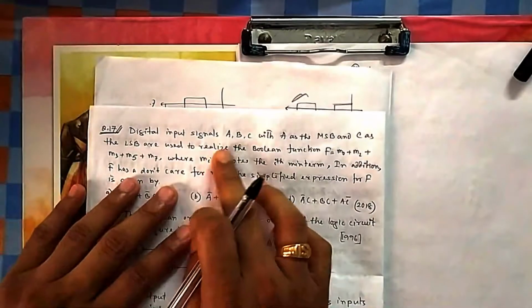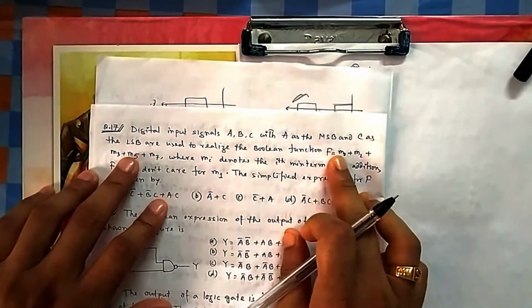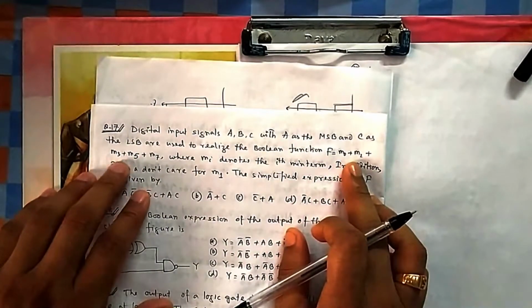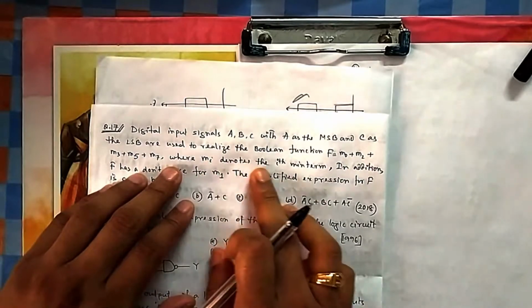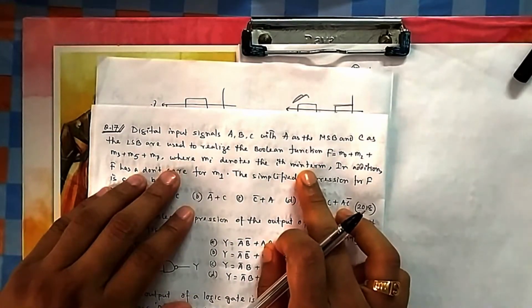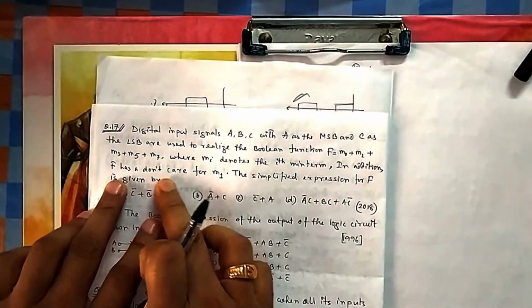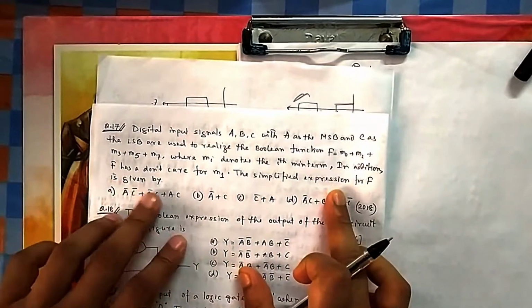So in 17, digital inputs ABC, with A as the MSB and C as the LSB, are used to realize the Boolean function f = Σ M(0, 2, 3, 5, 7), where Mi denotes the ith min term. That means it is SOP, sum of products. In addition, f has don't care for M1. The simplified expression for f is.